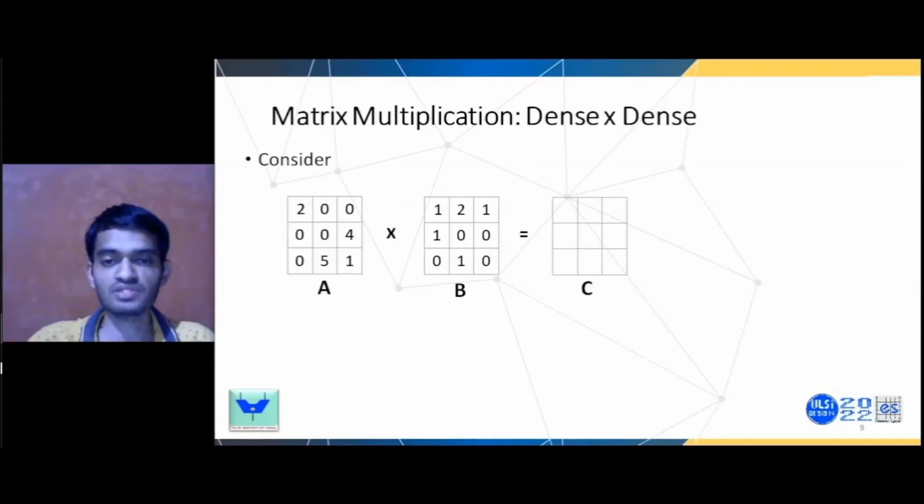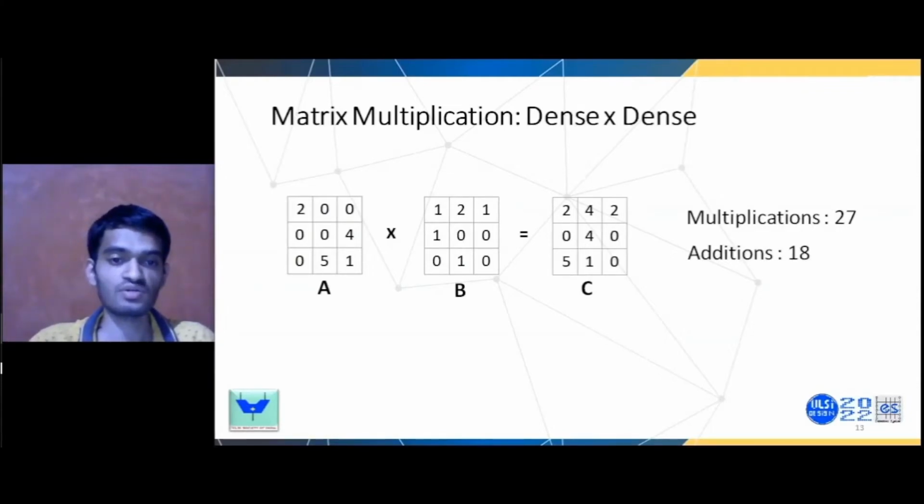Consider the matrix multiplication of 3x3 dense matrices. In order to get one output value, you have to do 3 multiplications and 2 additions. Finally, to get all the elements of the output matrix, you have to do a total of 27 multiplications and 18 additions. Now let's consider the first matrix to be sparse, with only 4 non-zero elements. In this case, to get all the elements of the output matrix C, you just have to do 12 multiplications and 3 additions, which is very much less compared to the dense case.